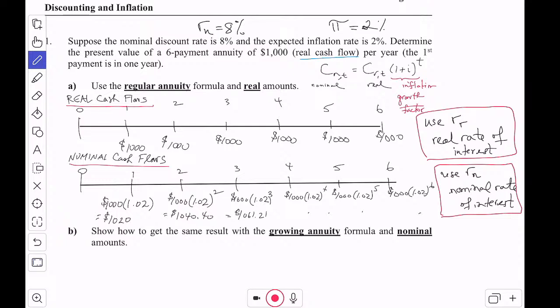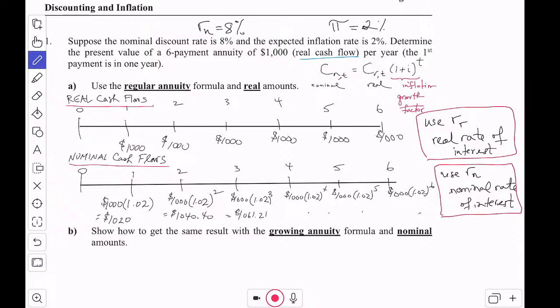All right, so what do we have here? We have first to solve this problem, part A, with the regular annuity and the real amounts using the real rate, which we need to calculate. And in part B, we're going to compute the nominal growing annuity using the nominal amounts, because this is a growing annuity timeline, right? And you will use the nominal rate. So what I'm going to ask you to do is try that on your own, and then I will do it. So let me give you a moment.